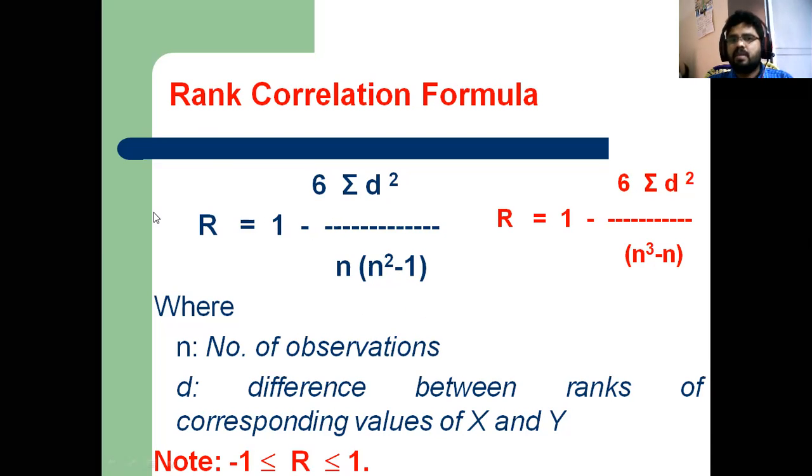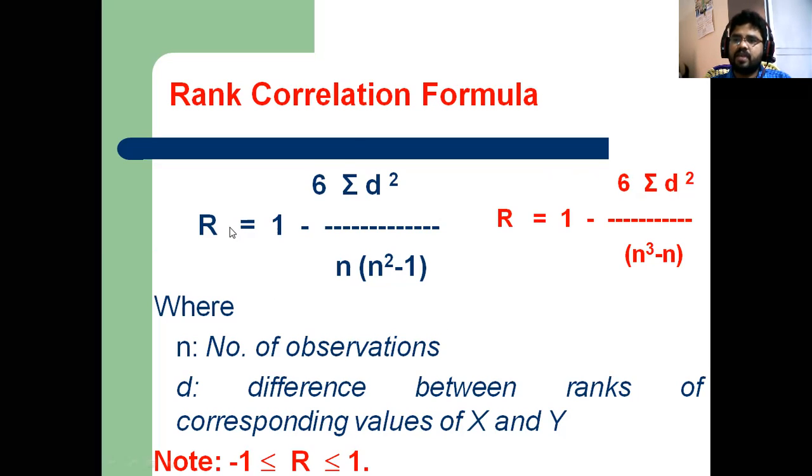Simple here, you need to remember this is Spearman rank correlation. r = 1 minus 6 sigma d square, or 6 summation d square, divided by n into n square minus 1, or r = 1 minus 6 sigma d square by n cube minus n. When you multiply n with n square minus 1, it becomes n cube minus n. So it can be written like this also, it doesn't matter. If you remember either, you will get the answer.